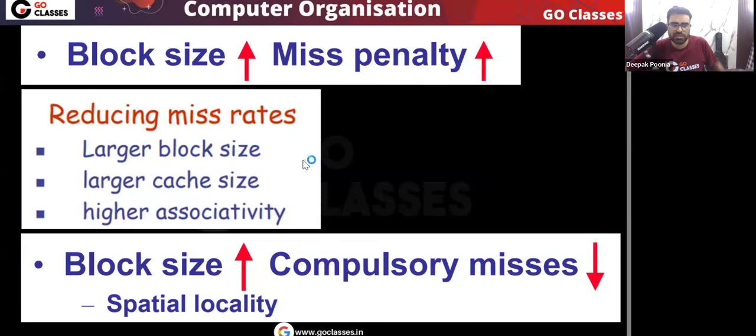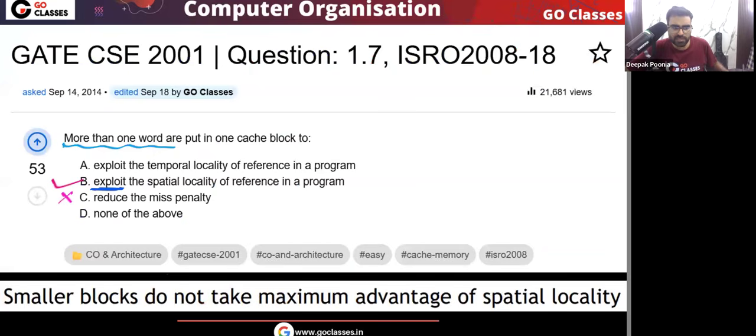So this is the complete idea, and this is the complete analysis of this question. Remember, in this GATE exam question, we put more than one word in a block to take advantage of the spatial locality property, and it will not reduce the miss penalty, it will actually increase the miss penalty. Very simple.